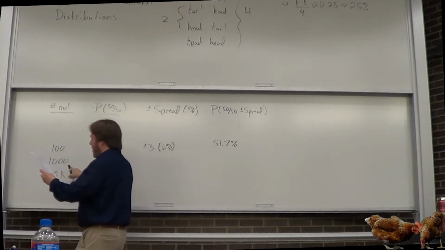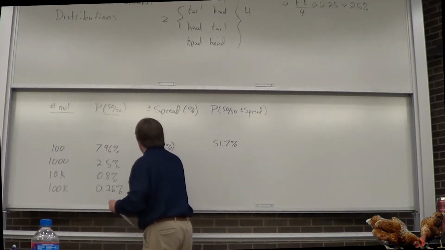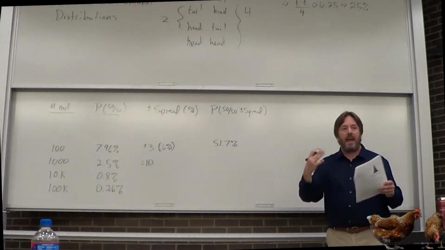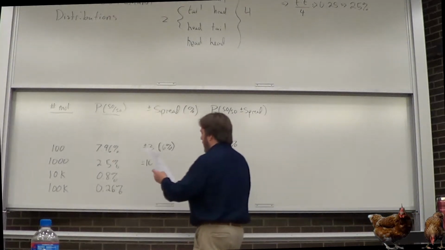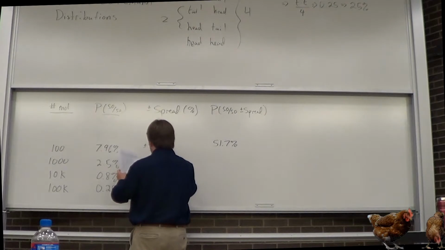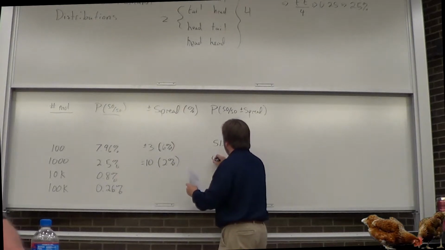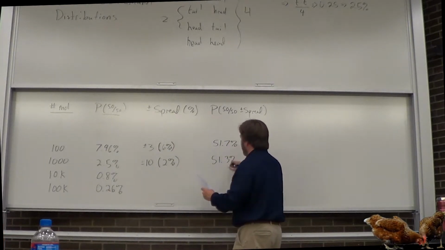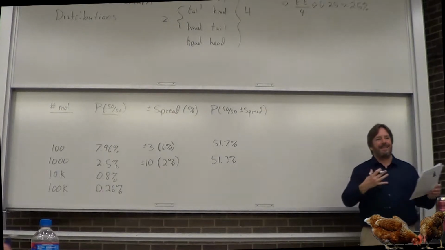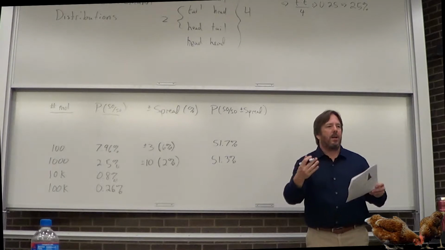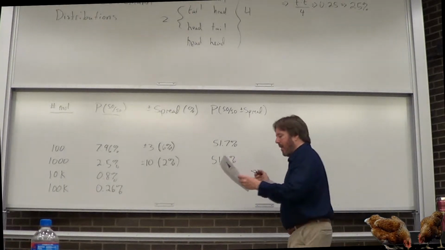Now, the spread on 1,000 has to be a little higher, plus or minus 10. If I say that I need to see between 490 and 510 heads, and by the way, 10 over that number of 500 is 2%, I observe that 51.3% of the time. Right, you see, just like my analogy with the car, you're never going exactly 50 miles an hour. You're going 49 to 51 miles an hour.